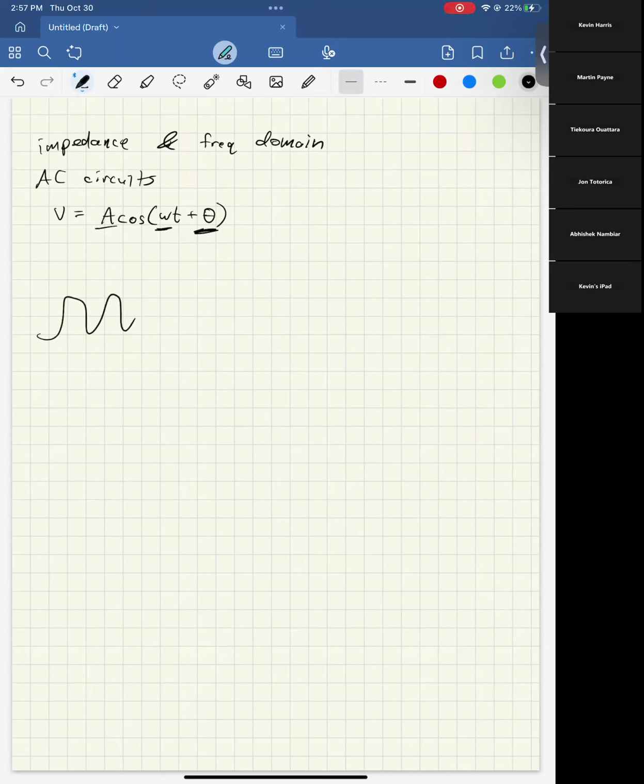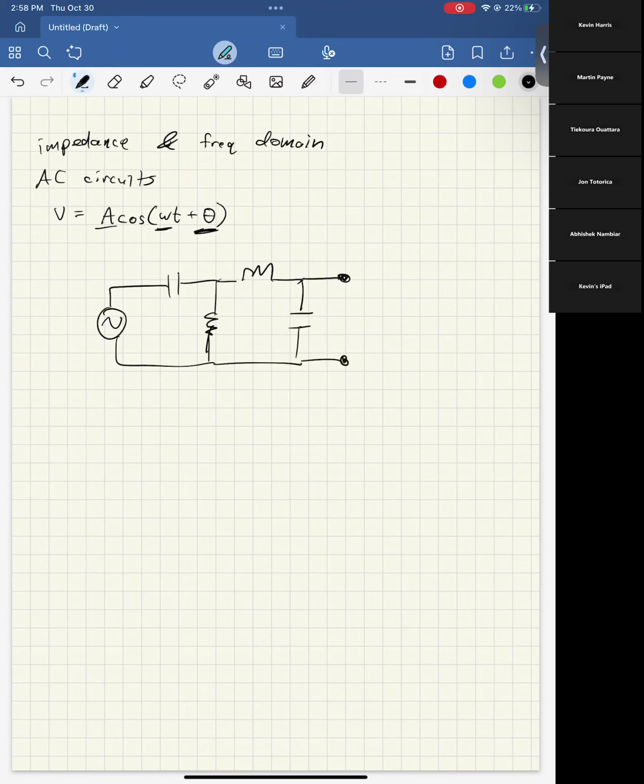So if we have some sinusoidal input here, and you have a circuit with a bunch of components, like a resistor, and we want to say, okay, what is the voltage output here, right? Well, if we want this to be our V out, what's going to happen is capacitors and inductors respond to sinusoidal signals in interesting ways, and it's dependent on the frequency.